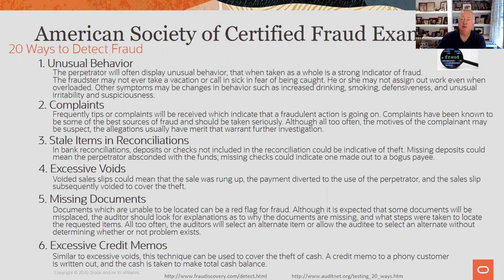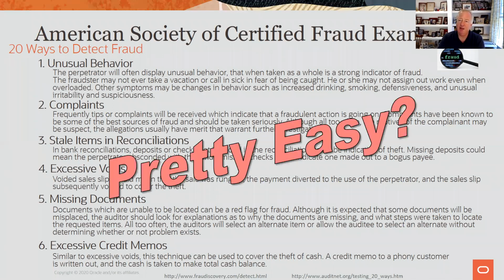There may be complaints, either too many complaints or not enough complaints, stale items in reconciliations, excessive voids, missing documents, and so on. And this goes on and on. There are 20 of them, and when you read them all, they make perfect sense. You'd say, well, this is fairly easy to implement something like this, but is it?